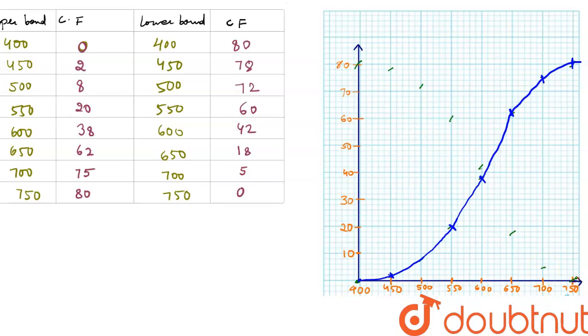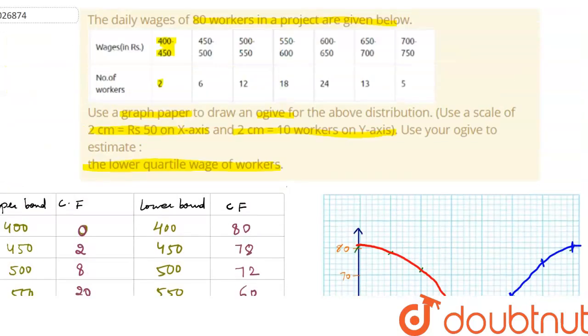Let us join these points and find the ogive curve. If we join, this is our curve. Now what are we supposed to find from this curve? We have to find the lower quartile wage of the workers.